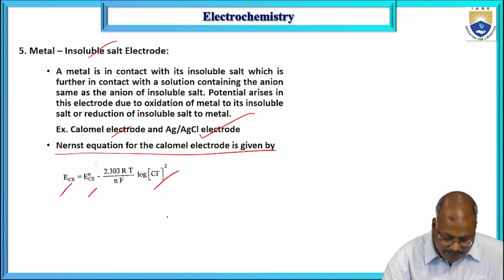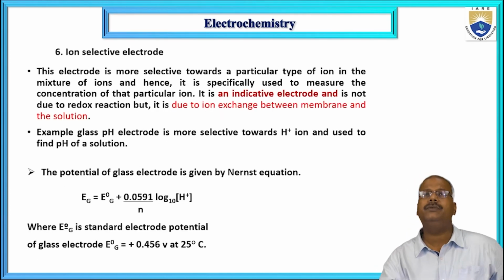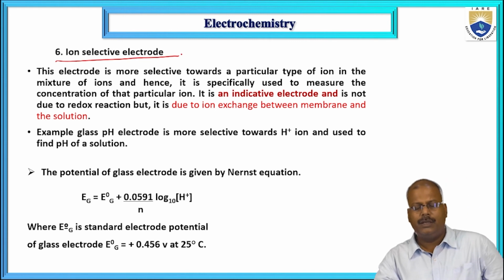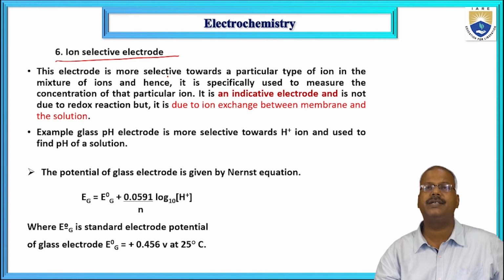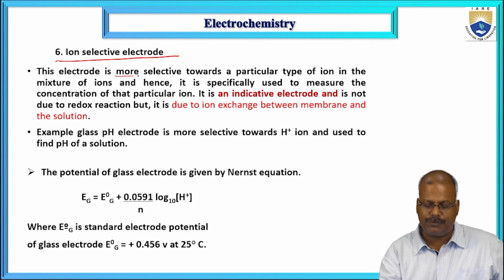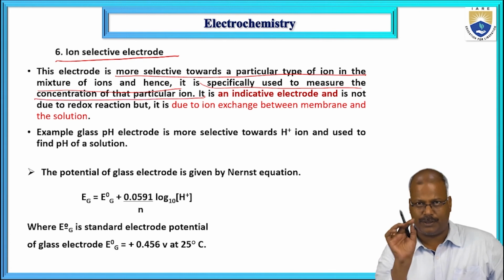Okay, so this is the Nernst equation. Next, the ion selective electrode, which is a very important one in electrochemistry. From the name itself, it says it is selective to some ions. An ion selective electrode is more selective towards a particular type of ion in a mixture of ions, and hence it is specifically used to measure the concentration of that particular ion.